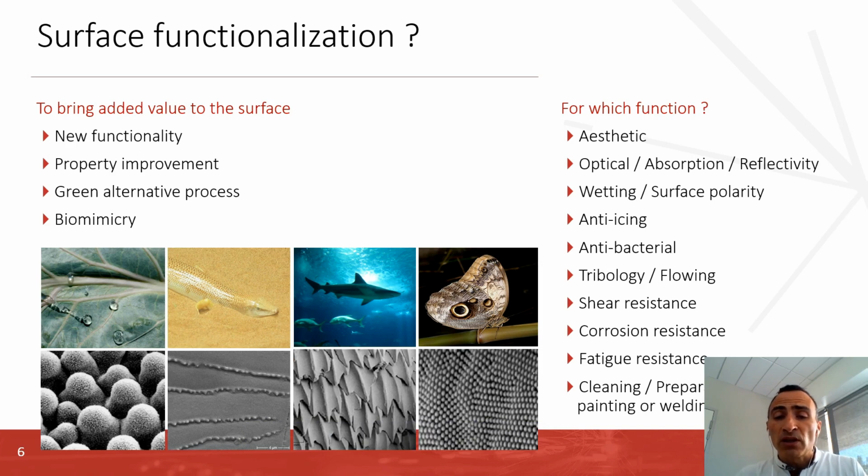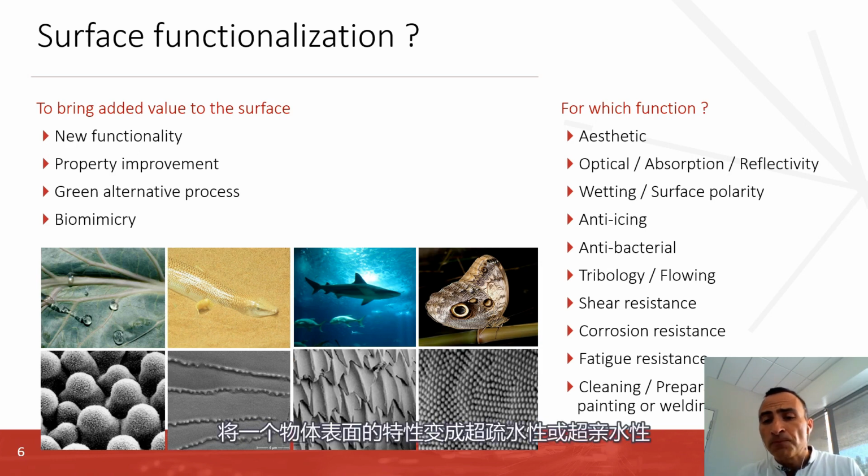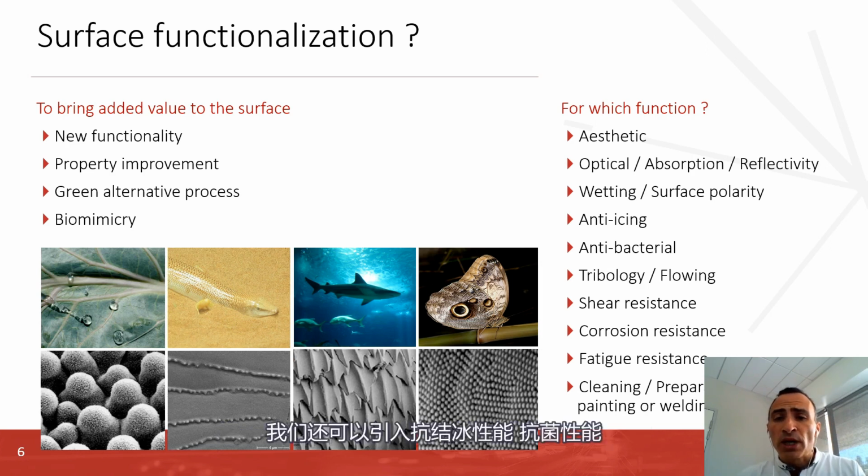It could be aesthetic, it could be optical. We can work on absorption, on reflectivity. We can change or improve the wetting property in order to switch the surface into super hydrophobic or super hydrophilic, for instance. We can introduce anti-icing property, antibacterial. We can change the resistance in tribology or the flowing resistance. We can improve the shear resistance or change the corrosion resistance, the fatigue resistance, and last but not least, we can remove a cover layer for cleaning or for surface preparation before welding or before gluing, for instance.